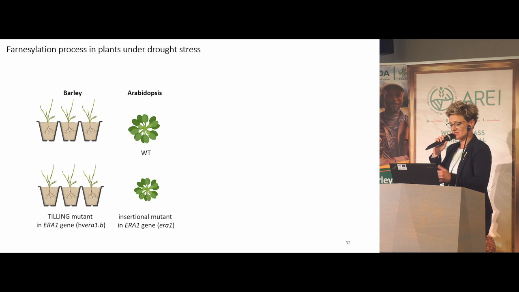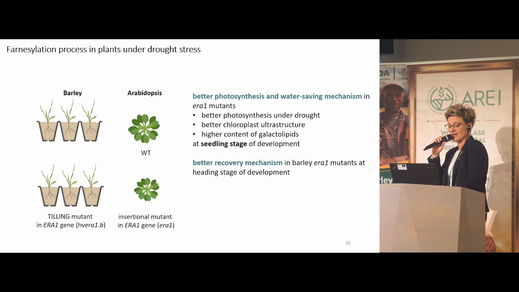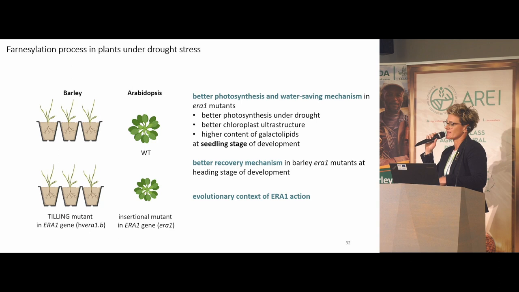So to summarize that part, we can obviously say that mutants have better photosynthesis and a better water saving mechanism. At the heading stage, it recovers better after drought stress. And also, it's important to focus on this evolutionary context of the ERA1 gene. It has a potential to translate to other crops, maybe. That's why I say potential, but it looks really, really promising.